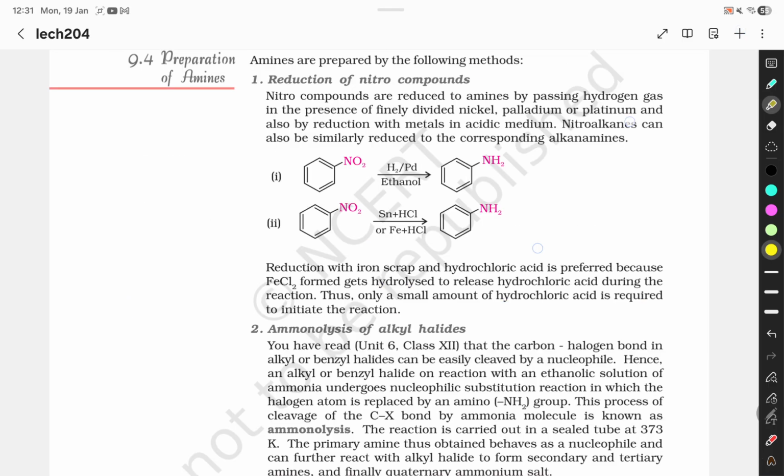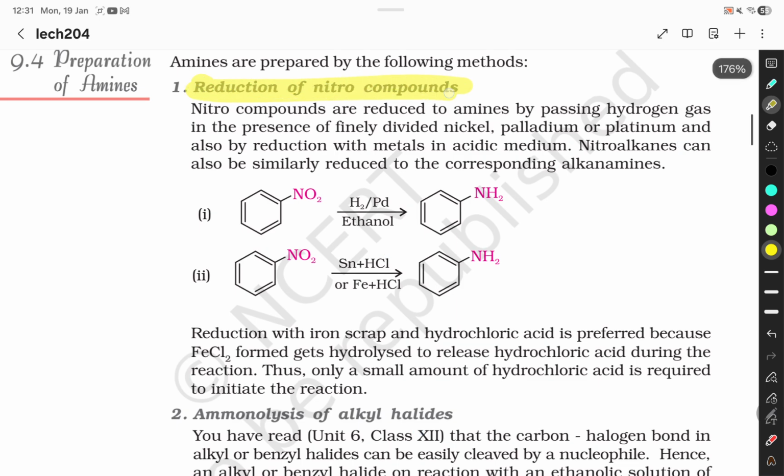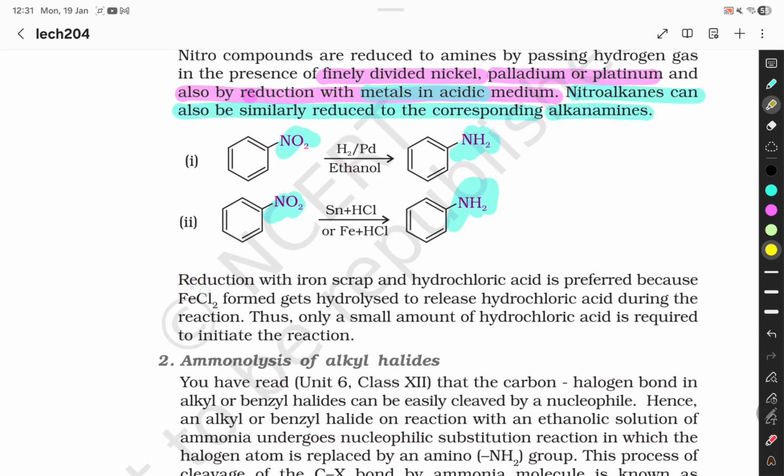Okay, here reduction of nitro compounds is very common. It's asked in PYQ. So they have said that we can use H2/Pd in ethanol, or Sn/HCl and Fe/HCl. Okay, these are very common reagents used for these kinds of jobs. But this entire paragraph that I'm going to highlight is very important. Reduction with iron scrap and hydrochloric acid is preferred because FeCl2 formed gets hydrolyzed to release hydrochloric acid during the reaction. Therefore, only a small amount of hydrochloric acid is required to initiate the reaction. So that's why Fe/HCl is better than Sn/HCl.